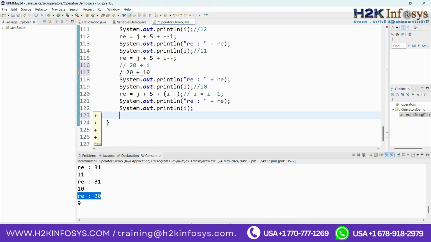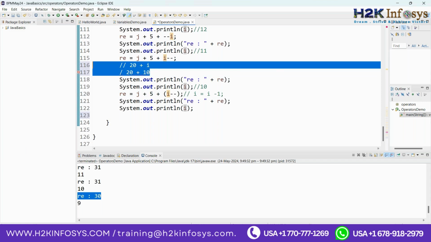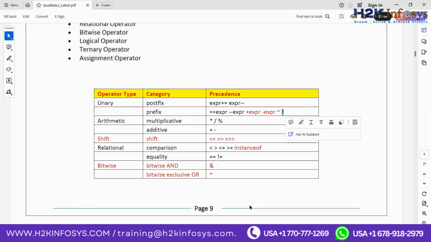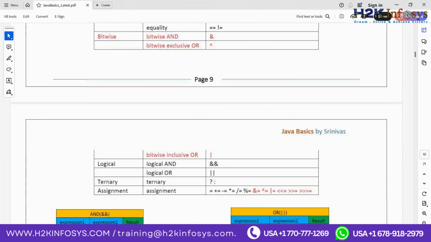However, we are given the expression with the precedence here, but the problem is we used a postfix operator. Because we used postfix, it is evaluated later. For example, if it is prefix, first this will be evaluated. That is the difference. Clear? Yeah, thank you. So that is about the operators we have, guys.